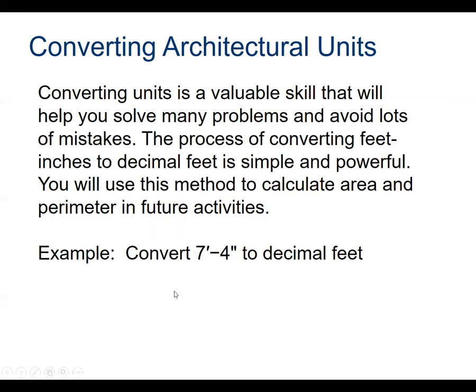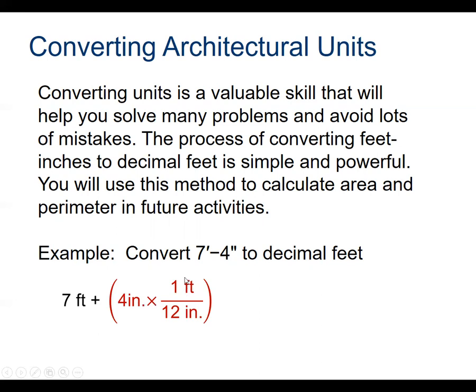We know we got 7. That's a whole number. So it's going to be 7 point something. Well, how much is 4 inches in a foot? Well, there's 12 inches in a foot. So how do we do this? Let's look. So we got 7 feet, whole number. Keep that there. We want to turn the 4, which is a part of a foot, into a decimal.